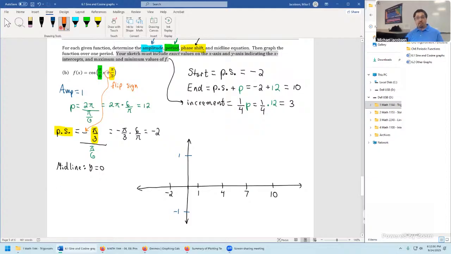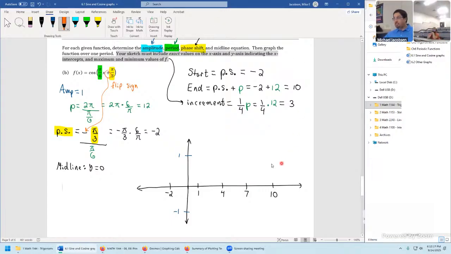Well, we're about ready to start plotting. Any questions first before we jot it down? Yeah, go ahead. Why does the increment have to be 1/4 of the period?